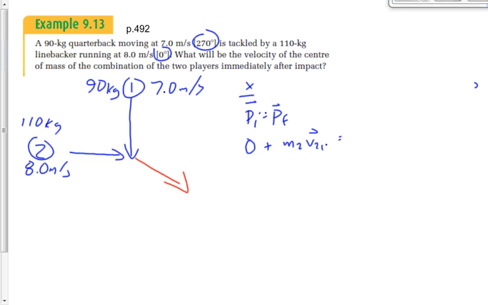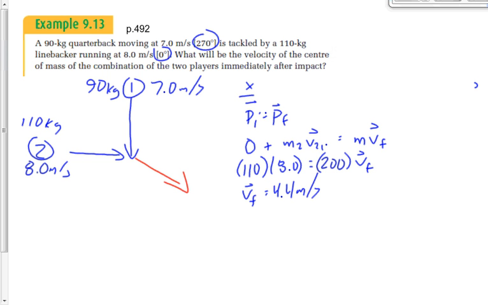Now, we're pretending they stick together because we're looking for the velocity of the center of mass. So we're going to combine them into one object, m vf. 110 times v2i, which is 8, equals the combined mass, 200, times vf. Vf is going to be equal to 110 times 8, which is 880. 880 divided by 200, I think, is 4.4. Is that right? 4.4 meters per second.